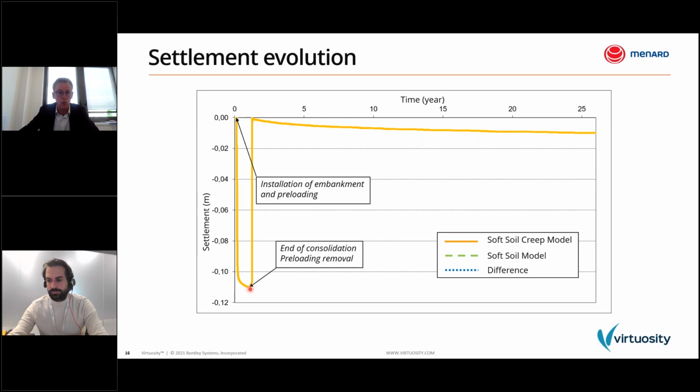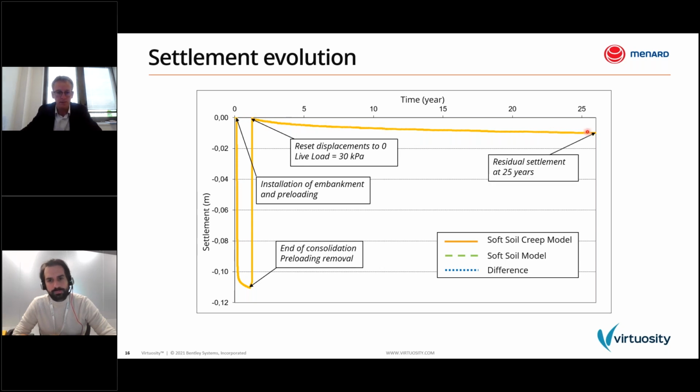Then at that stage, we removed the preloading fill and we reset displacement to 0. And it's the time when the railway becomes operational. So we applied a live load of 30 kPa and we followed the settlement during 25 years. And we made sure that the residual settlement was less than 1 centimeter at 25 years. We also ran a PLAXIS calculation using the soft soil model instead of soft soil creep. And by difference, we were able to measure the contribution of the creep settlement in the total settlement.